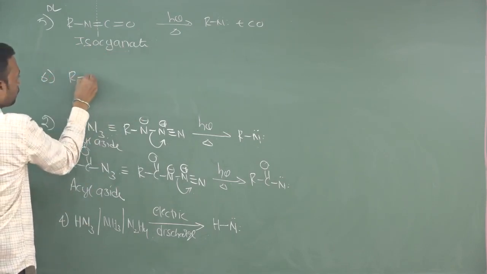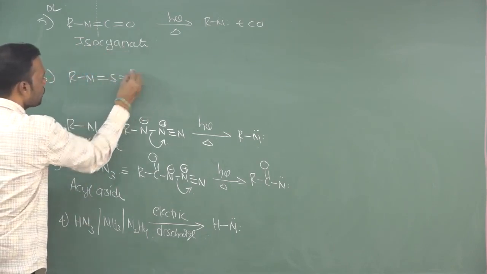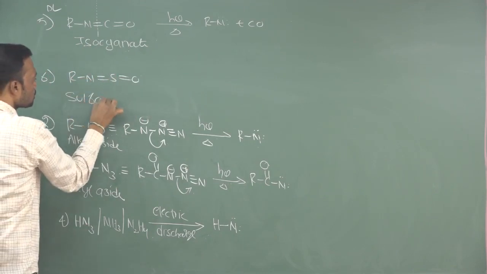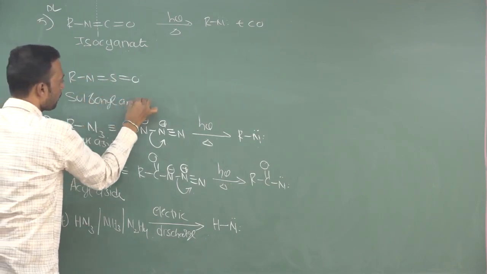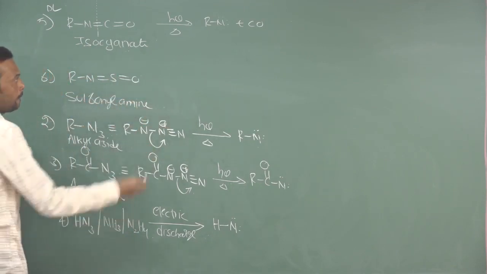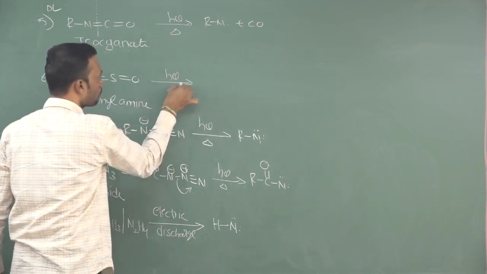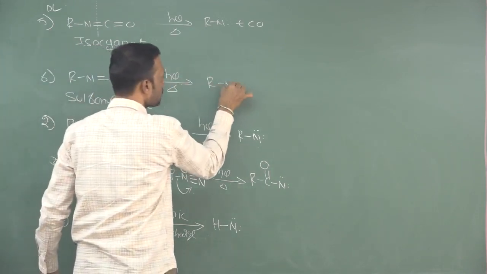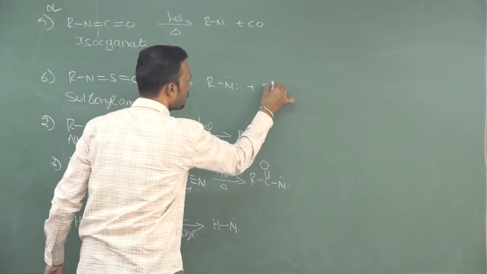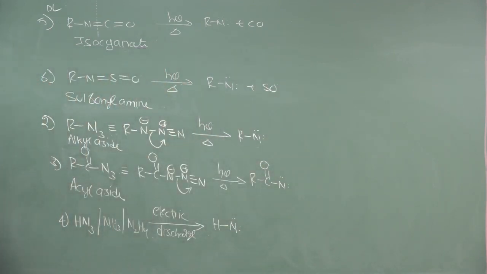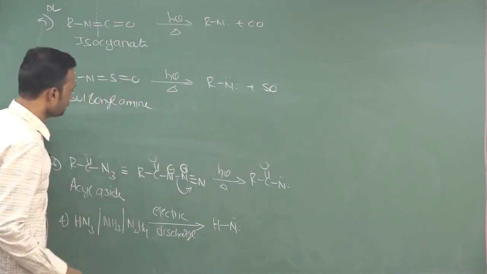Next, if carbon is replaced by sulfur, this is called sulfonyl amine. Sulfonyl amine, upon thermal or photochemical decomposition, what happens? See, here also there is a formation of nitrene and loss of sulfur monoxide. Sulfonyl amine also is responsible to give nitrene.